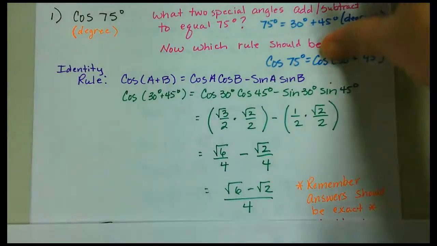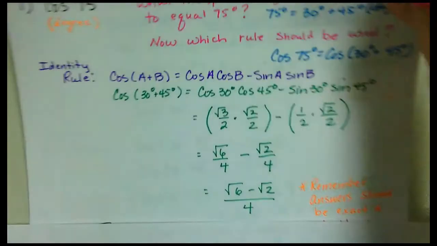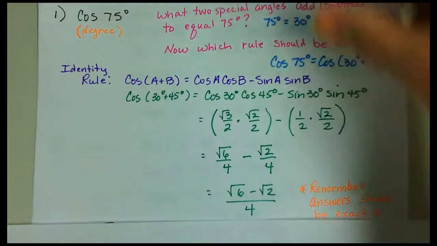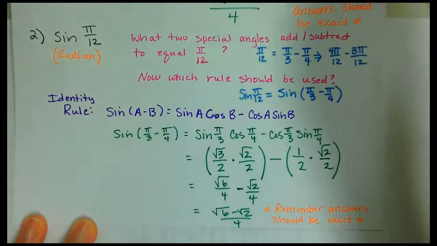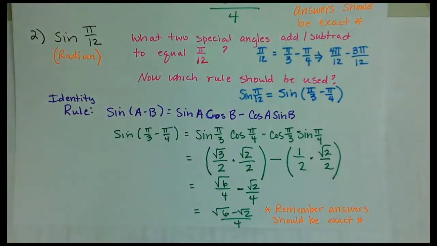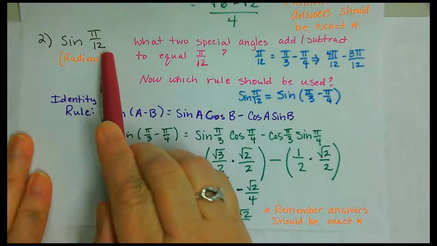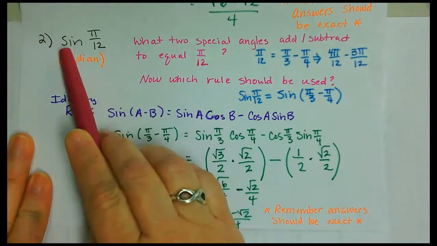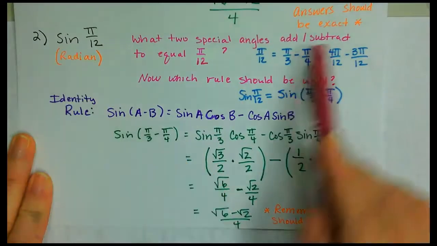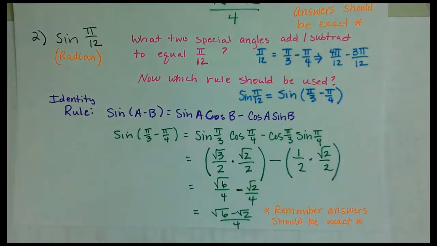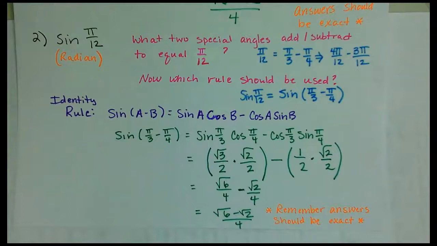All right, so that's the first one. And I kind of wrote everything out as I did these first two, so you had some points of reference. All right, so let's look at number 2. So, as we're working number 2, this one is pi over 12, so it tells you in radians. You know that you're going to use the sum and difference rule with sine. So what two special angles add or subtract to equal pi over 12?